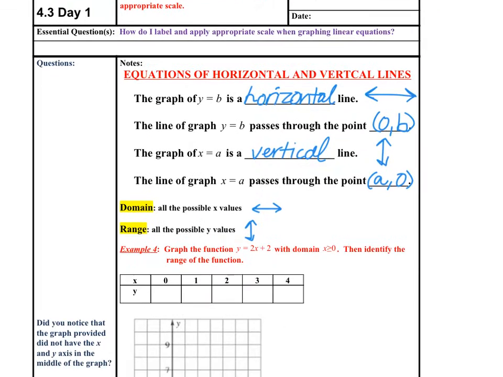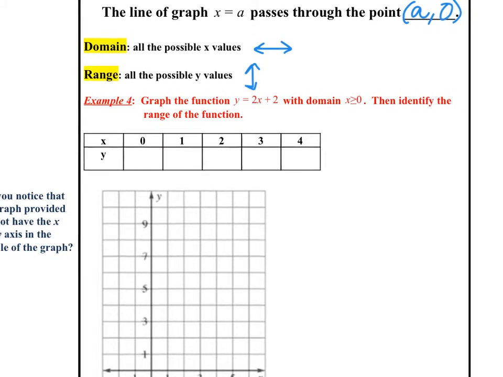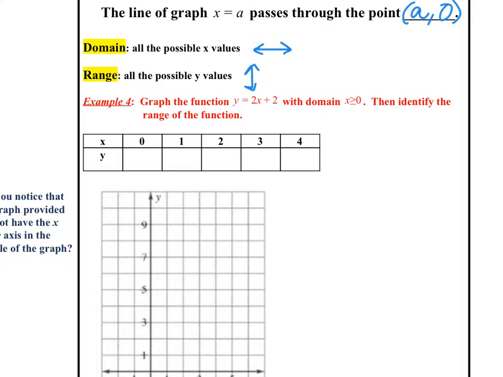In this first graphing example, our domain is restricted. It says graph the function y equals 2x plus 2 with a domain of x is greater than or equal to 0. Then identify the range. What that means is only graph the numbers that are greater than or equal to 0. Don't do anything that's less than 0.